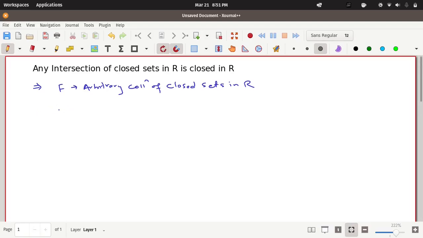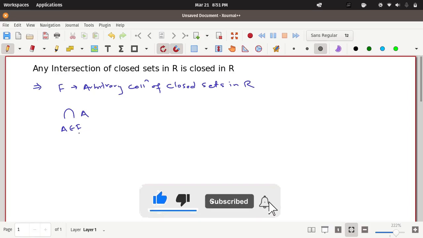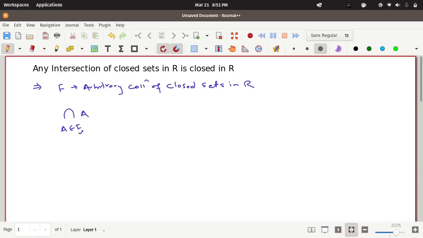That means it's an arbitrary intersection. Suppose the intersection of A, where A belongs to F, and this is the arbitrary collection of closed sets in R, which are members of the set F. We are going to show that this arbitrary intersection is also closed in R. So suppose we let this be T, and we are going to prove that T is a closed set.